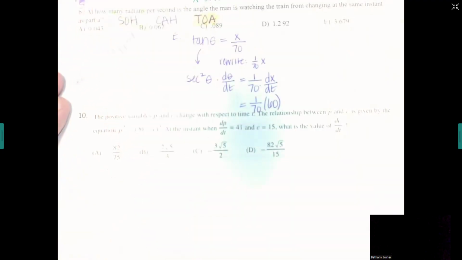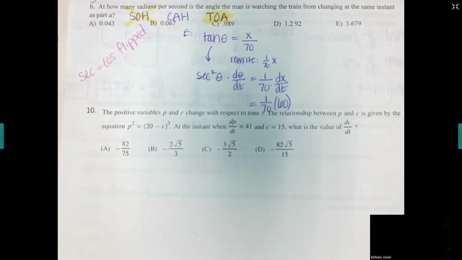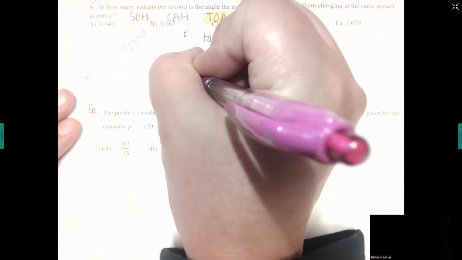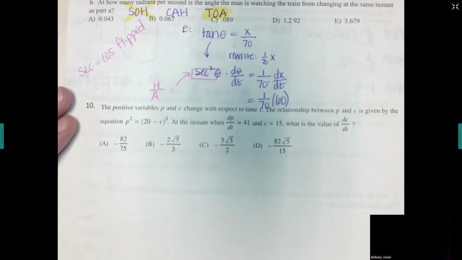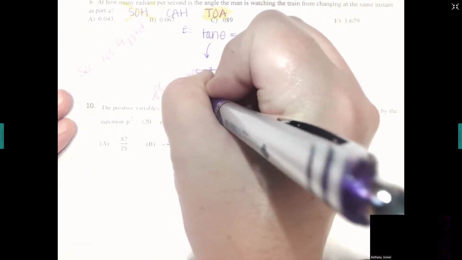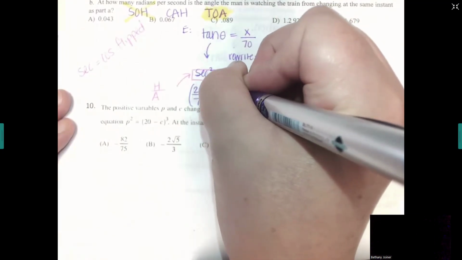Remember, this is all on your hand trig cheat sheet. So if cosine is usually a over h, what is secant? H over a. Very good. So look at your little thing. I'm going to use h over a for secant. And when I say h over a, that's hypotenuse over adjacent on the triangle. How long is the hypotenuse? 250. How long is the adjacent? 70. And then that is squared times d theta/dt.